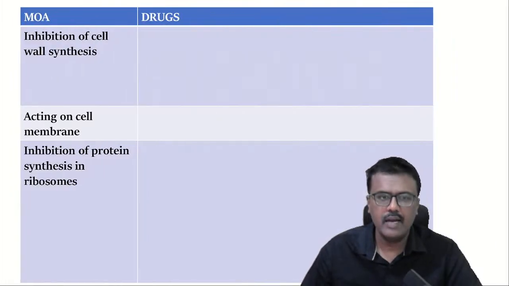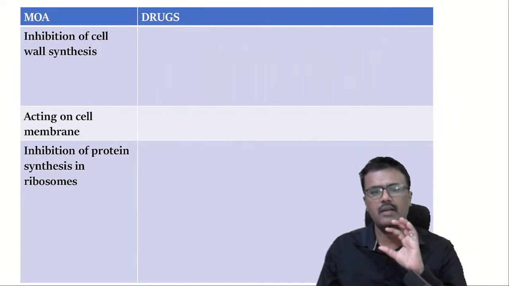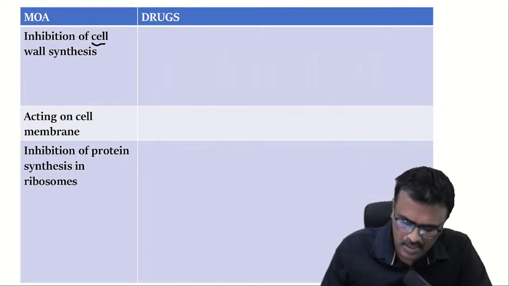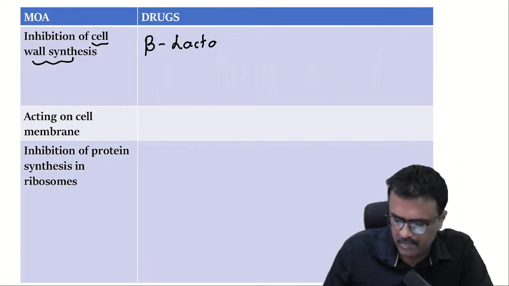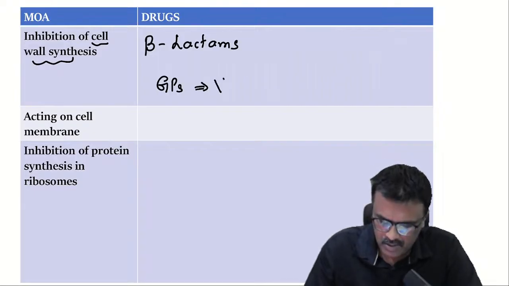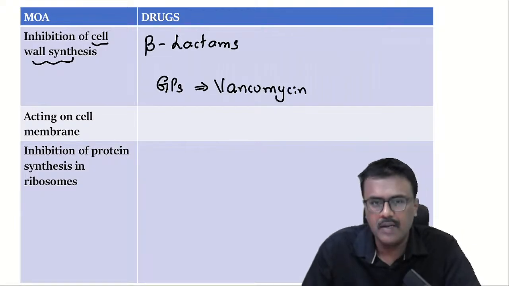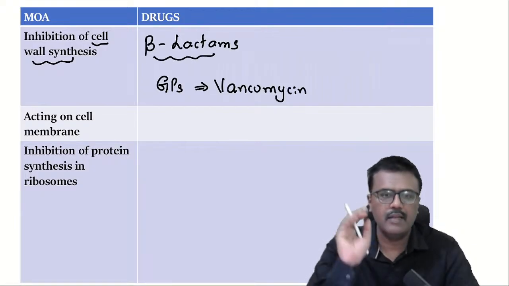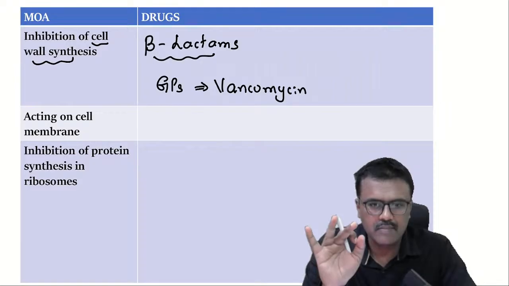Let us analyze that. So any drug can act on either cell wall, cell membrane, DNA, RNA, protein, like that. So what are the major drugs which inhibit cell wall synthesis? Beta-lactam and GPs. GPs means glycopeptide. The major one is vancomycin. What are beta-lactams? They are nothing but penicillin, cephalosporin, monobactam, carbapenems.